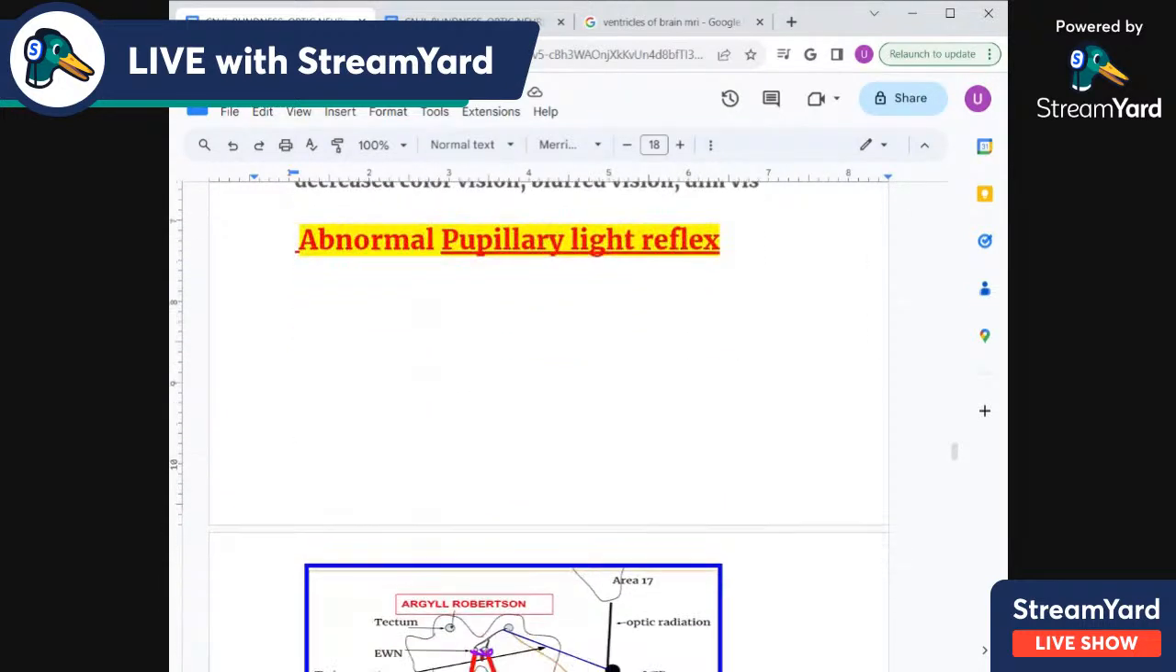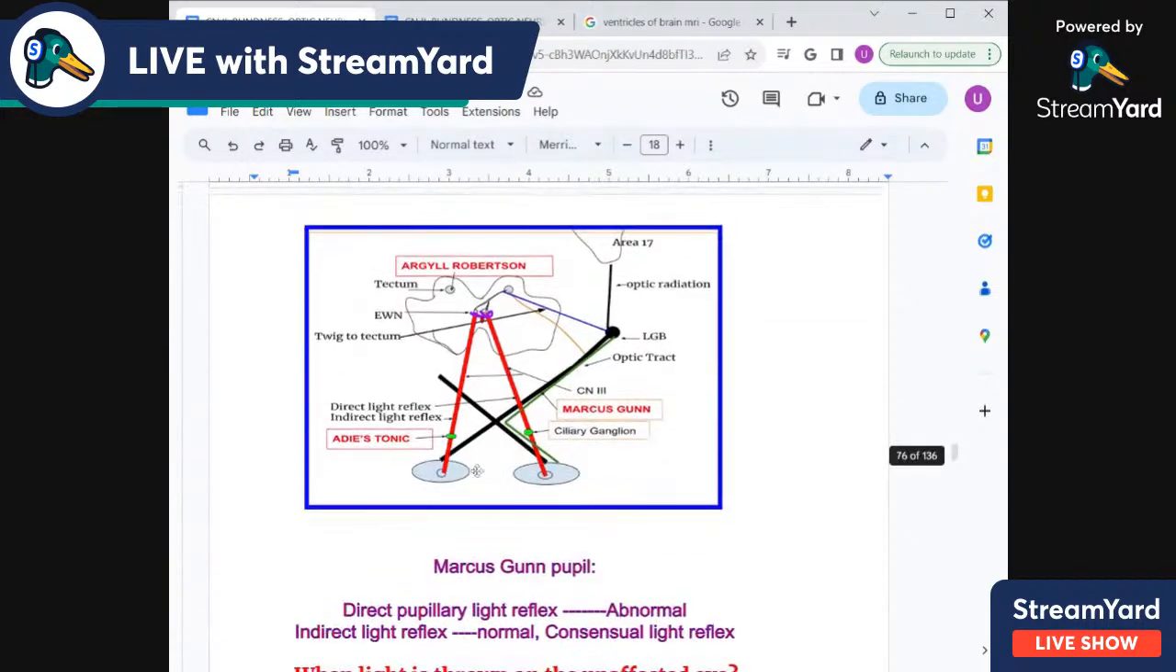Okay, then we come to the abnormal pupillary light reflex, and in this we'll discuss two: the Marcus Gunn and Argyll Robertson pupil. The Marcus Gunn pupil is very important in retrobulbar neuritis, which occurs in multiple sclerosis. In the normal pupillary light reflex, when the light is thrown here, the pupil constricts, and the other one also constricts, which is known as the consensual light reflex.